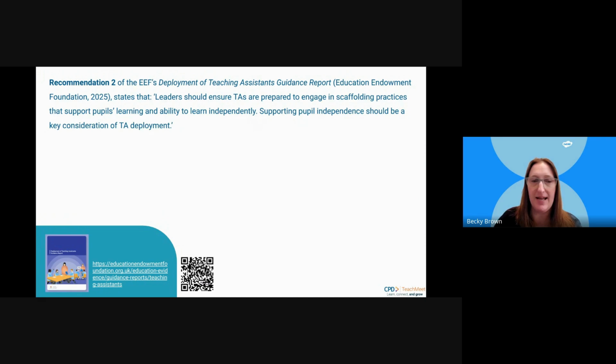this one. It said that leaders should ensure TAs are prepared to engage in scaffolding practices that support pupils' learning and ability to learn independently. Supporting pupil independence should be a key consideration of TA deployment. And that's really what I want to talk about today. We're going to talk about what that might look like for you in your classroom.